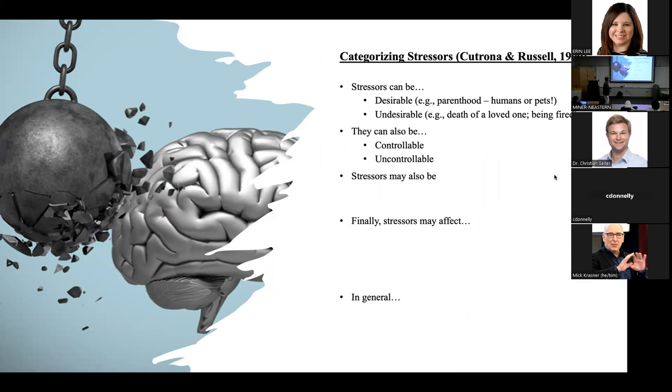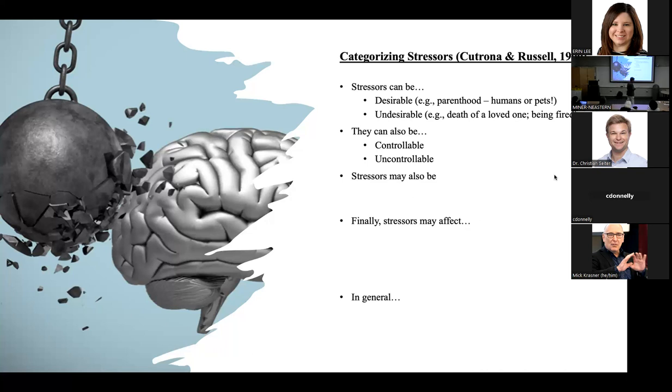Stressors can also vary in terms of controllability. They can either be controllable or uncontrollable. And, you know, the theory breaks them down as a binary, but it's really more useful to think of it as a spectrum: how controllable is this, or in what ways is this controllable? But just for the sake of simplicity, we'll keep it like this. So they can be controllable or uncontrollable.